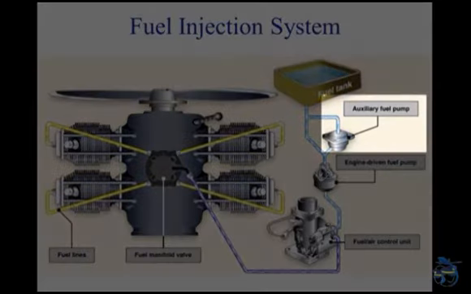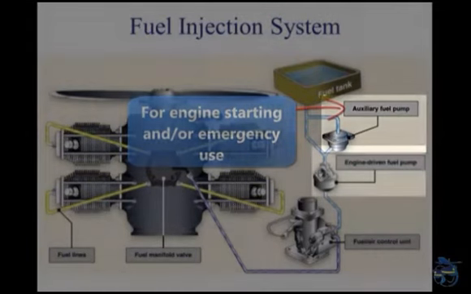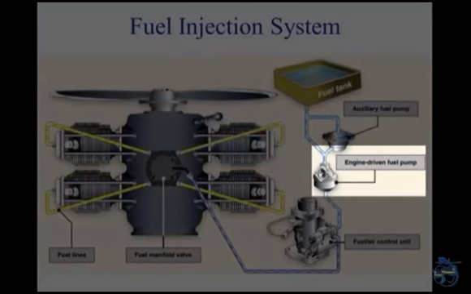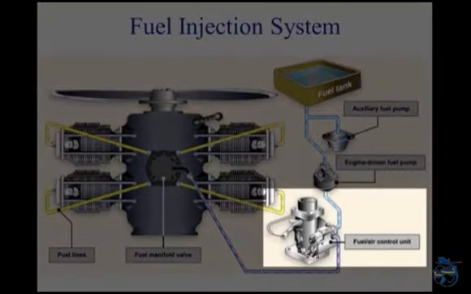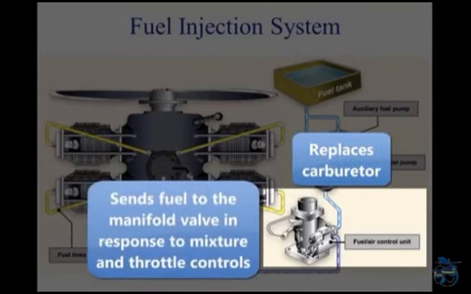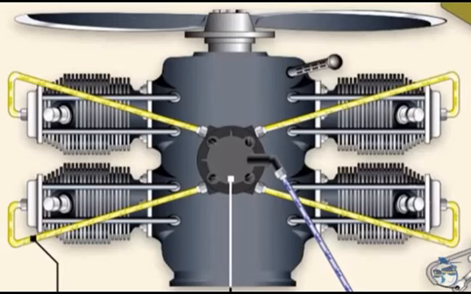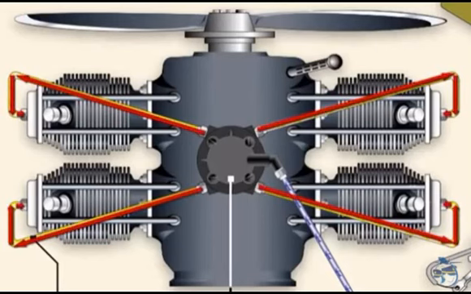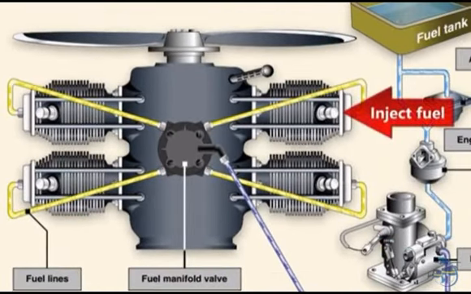The auxiliary fuel pump provides fuel under pressure to the fuel air control unit for engine starting and/or emergency use. After starting, the engine-driven fuel pump provides fuel under pressure from the fuel tank to the fuel air control unit. This control unit, which essentially replaces the carburetor, meters fuel based on the mixture control setting and sends it to the fuel manifold valve at a rate controlled by the throttle. After reaching the fuel manifold valve, the fuel is distributed to the individual fuel discharge nozzles. The discharge nozzles, which are located in each cylinder head, inject the fuel-air mixture directly into each cylinder intake port.